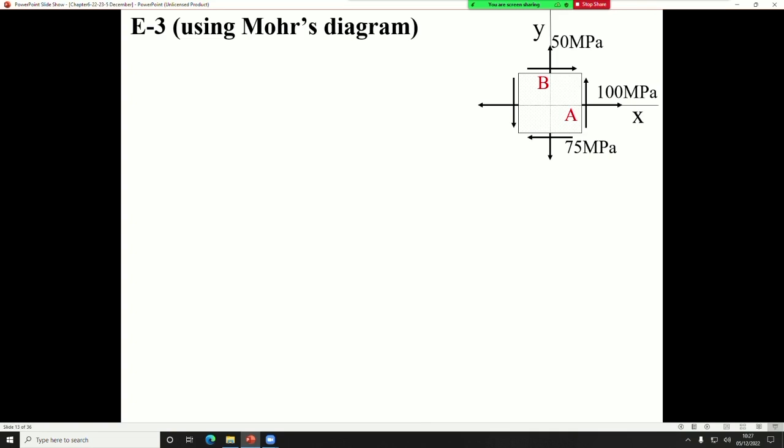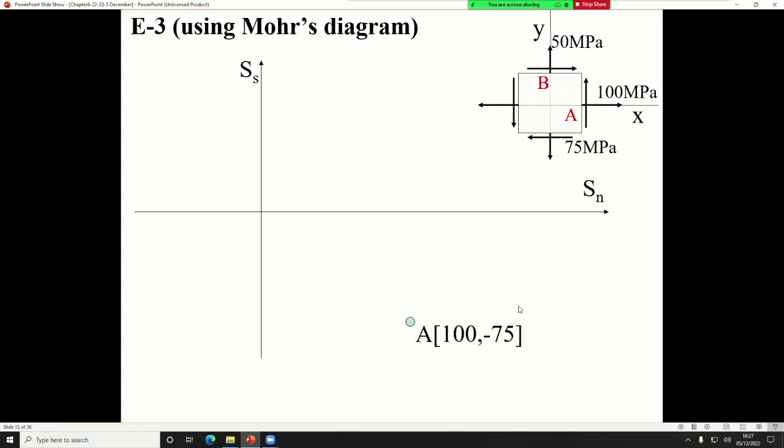So I'm going to draw it for you now. First, the SN, SS coordinate system, X for the normal stress, Y for the shear stress. We have a normal stress of 100 megapascals, which is tension, acting on plane A, and a shear stress of 75. So this is a bit similar to what I showed you earlier. So these are the coordinates, or stress state, of plane A on this diagram.